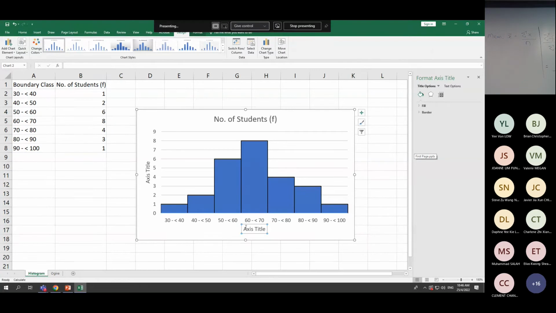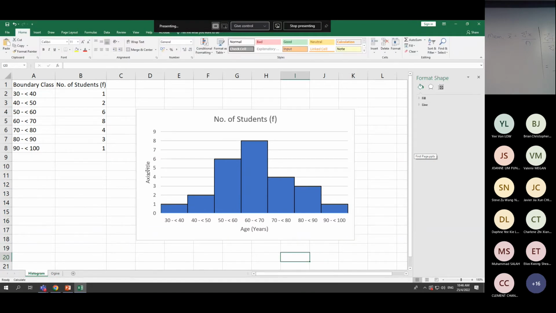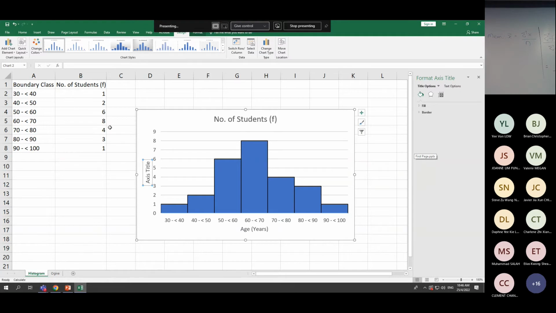Okay, what else do we need to improve? We need to add the title. So for the X column, what is the title? You can either put boundary class or you can put age. This is in age, and then I think it's in years. So you can copy the title from your original class column. How about the Y? Y in this case is the frequency or number of students. You can either put number of students. If you don't want, then you can put frequency, also okay. Same meaning. For the title, you can just simply put histogram.